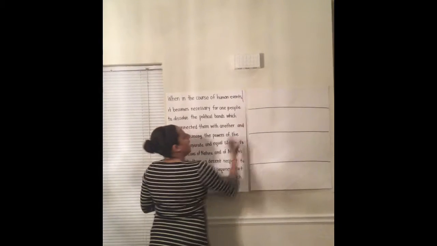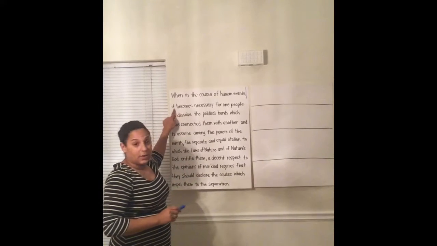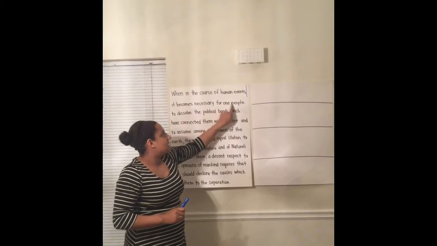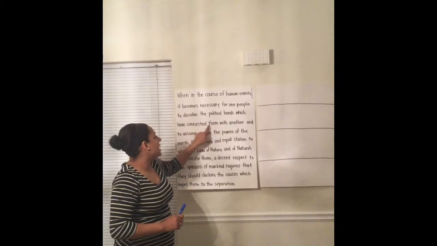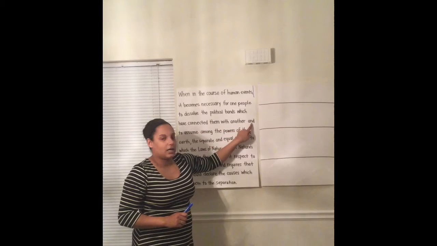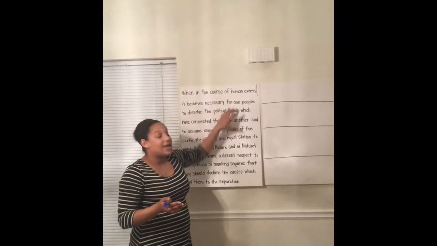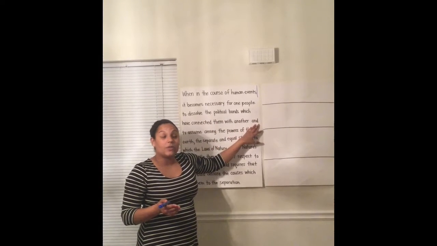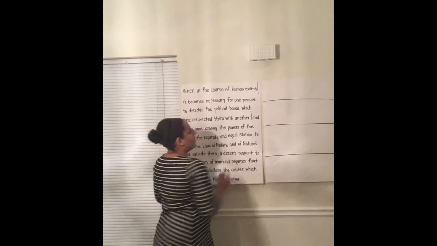And I'm just going to put a line right by that first break. Then I'm going to keep going. It becomes necessary for one people to dissolve the political bands which have connected them with another. And I know that a conjunction is taking two ideas and putting them together. So I know that this was one idea. So I'm going to put a break there as well.